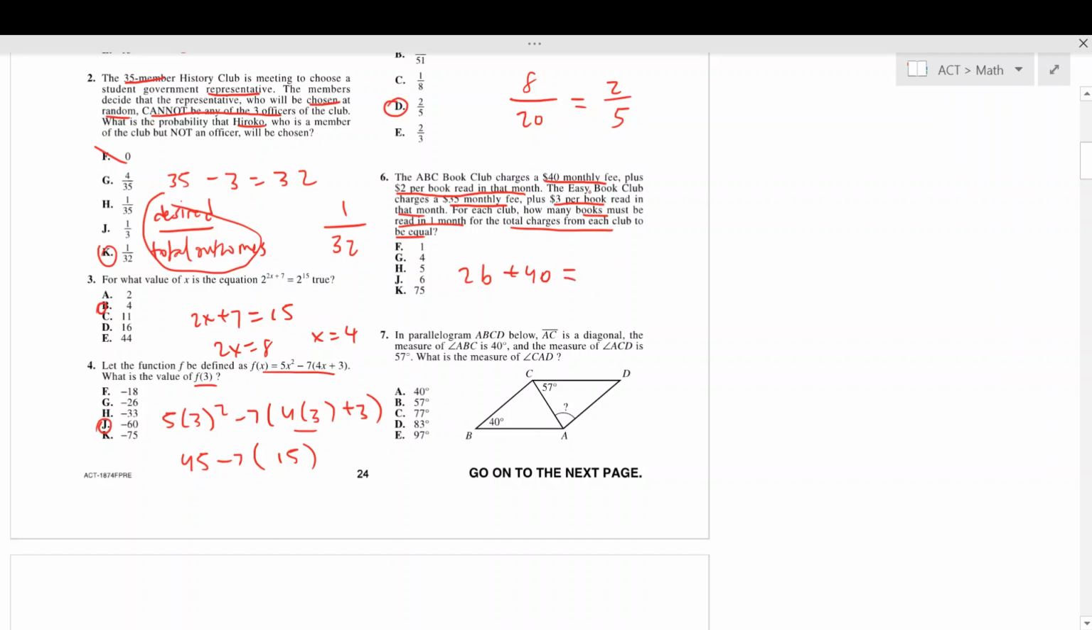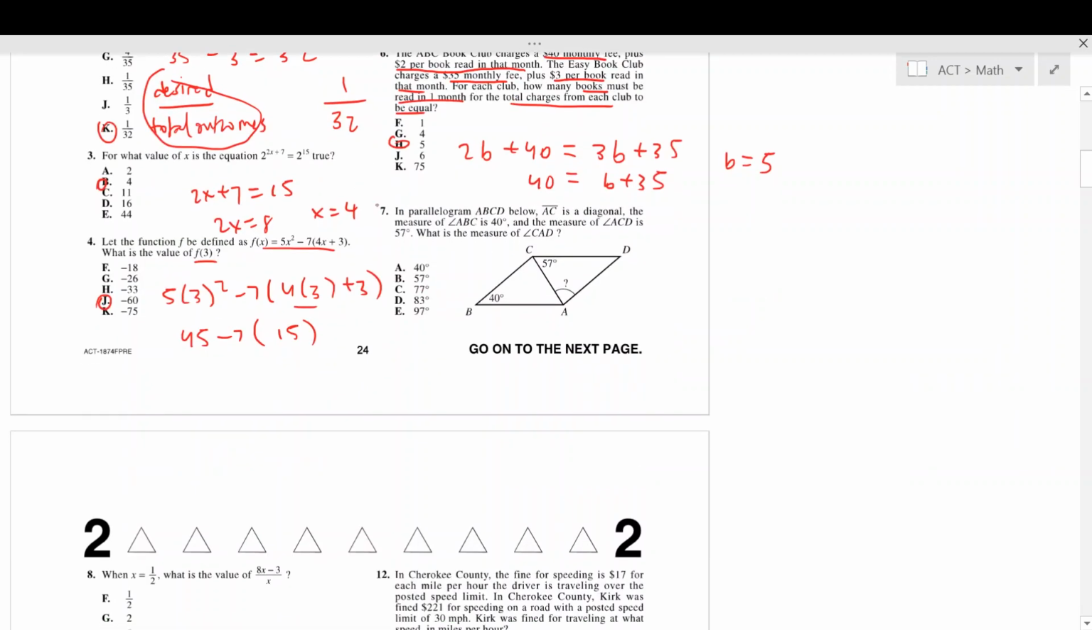And then the Easy Book Club has $3 per book, so 3b, b is the number of books read, plus 35 monthly. Now you're solving the equation. Subtract 2b on both sides. We'll get 40 equals b plus 35. And then subtract 35 on both sides. We'll get b equals 5. That is our answer.